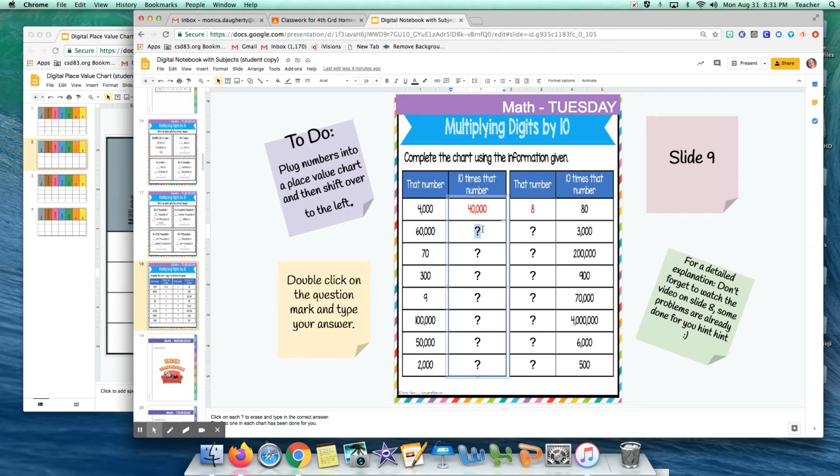Double click, 600. Remember, the comma is the button to the right of your M key. 000.